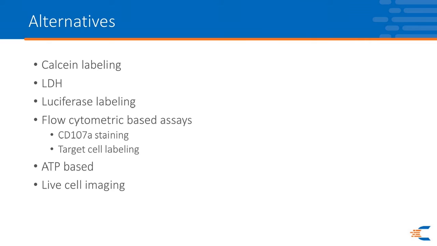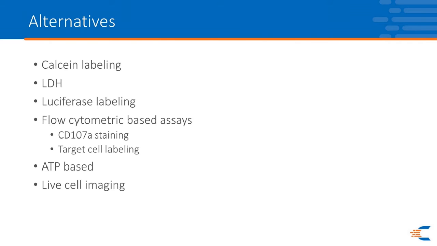Calcein labeling. I won't show any data of this, but this uses the same approach as chromium-51 labeling, but with a fluorescent label rather than a radioactive one. So there's a big improvement right there. But it suffers from the same problem as the chromium-51, and that is we've seen relatively high spontaneous release of the label, and that naturally cuts down on the dynamic range of the assay that's available.